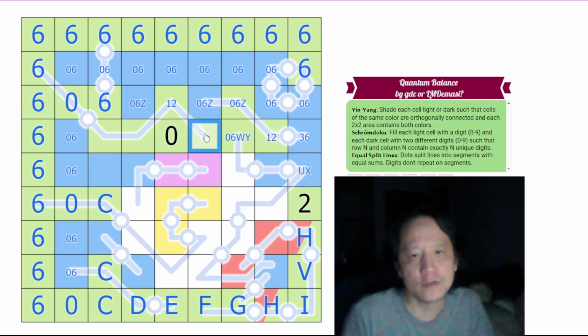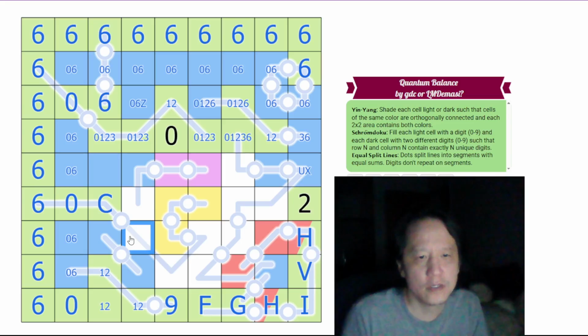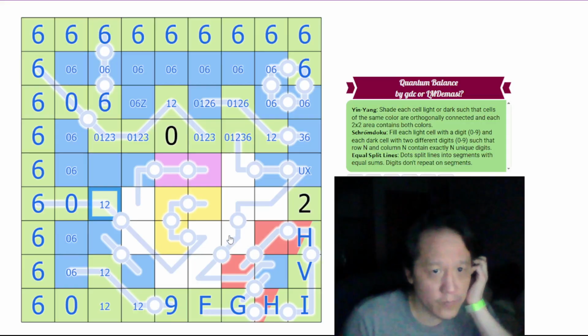We have 1, 2. This is 0, 1, 2, or 3. Whichever the other one is. So Z is 1, 2. This is 0, 1, 2, or 3 here. C and D have to be 1 and 2. So one of these is 1, one of these is 2. E is 9. So that means this is 1 or 2. Interesting.